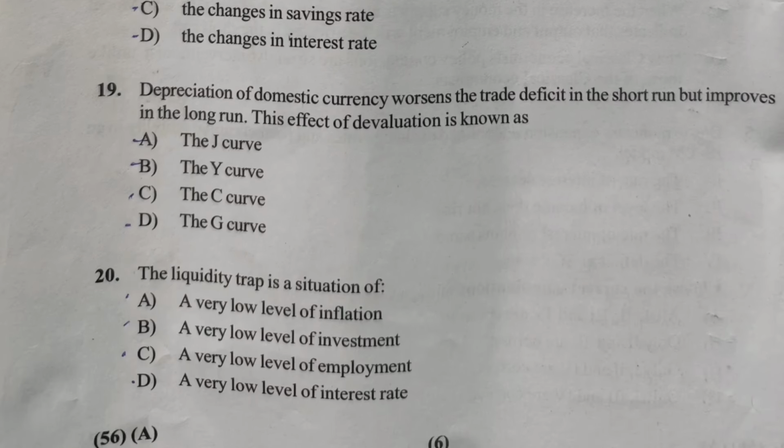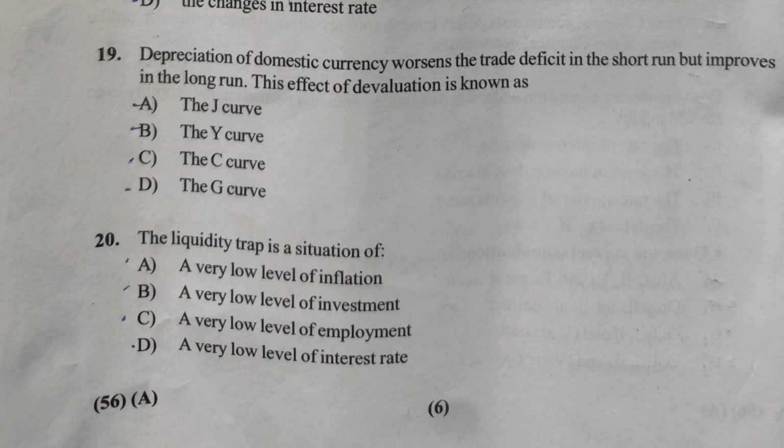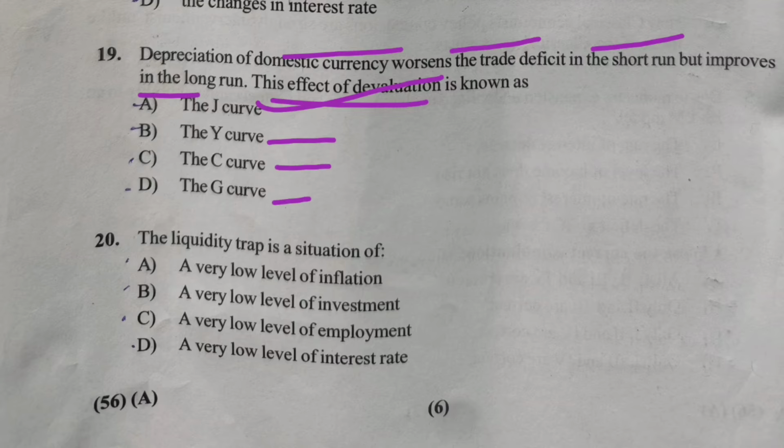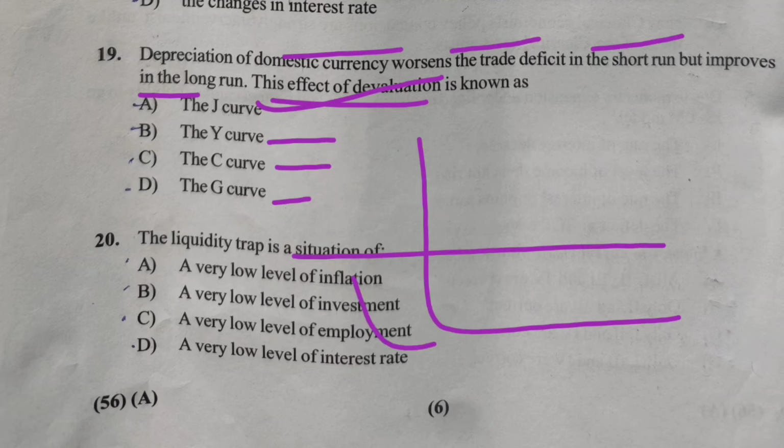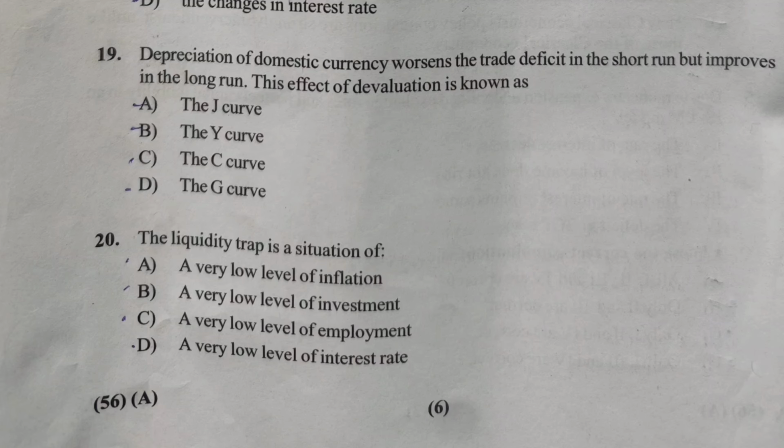Then we have next question. Depreciation of domestic currency worsens the trade deficit in the short run but improves it in the long run. This effect of devaluation is known as, so obviously it is J curve, there is no Y or C or G curve in economics. Okay, so it will be this J curve effect.